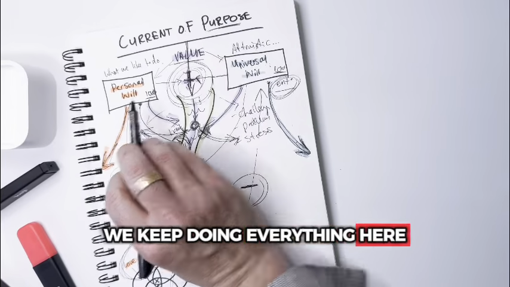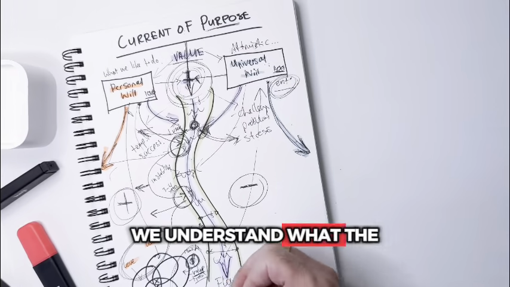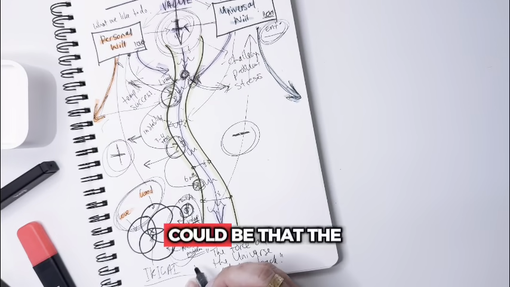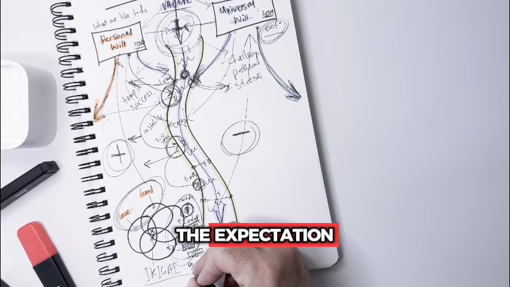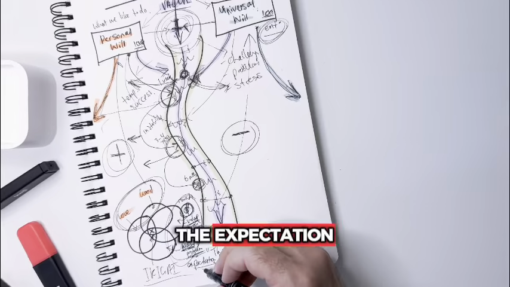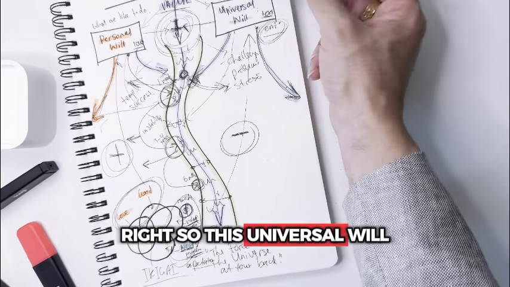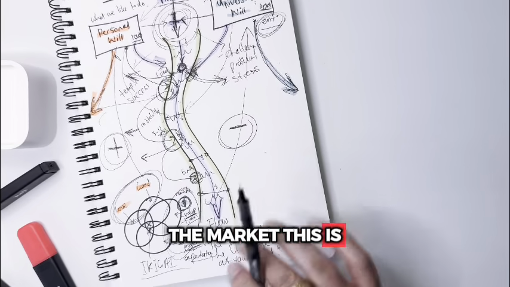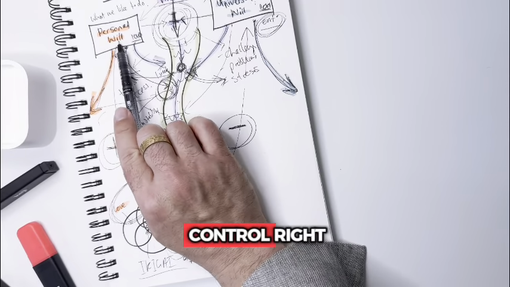We keep doing everything here and we understand what the value exchange is. We understand what the problems are in the market, right? This kick out point could also be that the needs change, the problem changes, the expectation changes. That's another big one, right? The expectation of the market changes. So this universal will, things like needs, problems, expectation, the market, this is stuff outside of your control. This personal will, this is within your control, right?